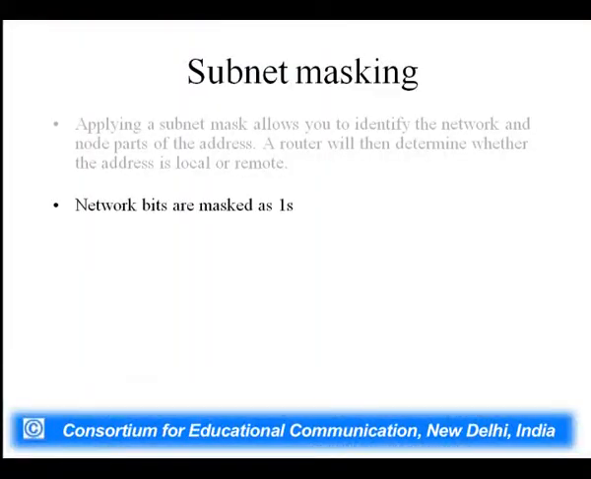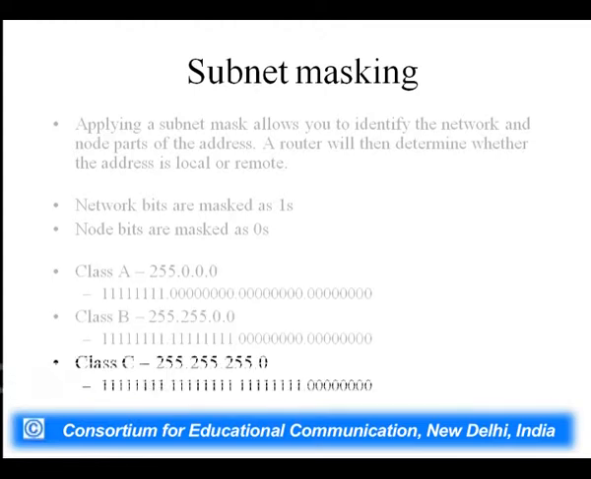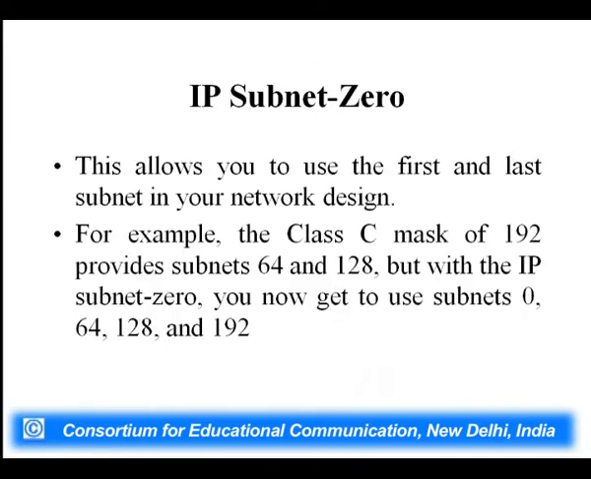So, as I said, subnet masking allows us to determine the network portion, and the bits that are masked are set as ones. If you look at class A and B, I have explained that already. Now, how is it done? Subnet zero allows you to use the first and last subnet in your network design. That means you can use either the first or the last subnet if you have multiple networks. Look at an example. What does it mean?